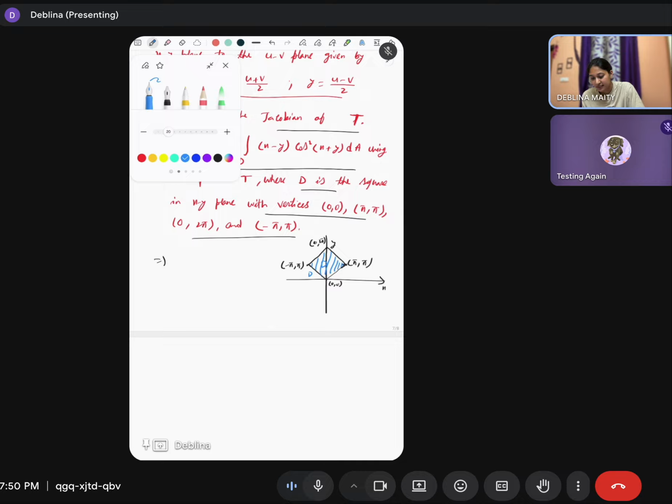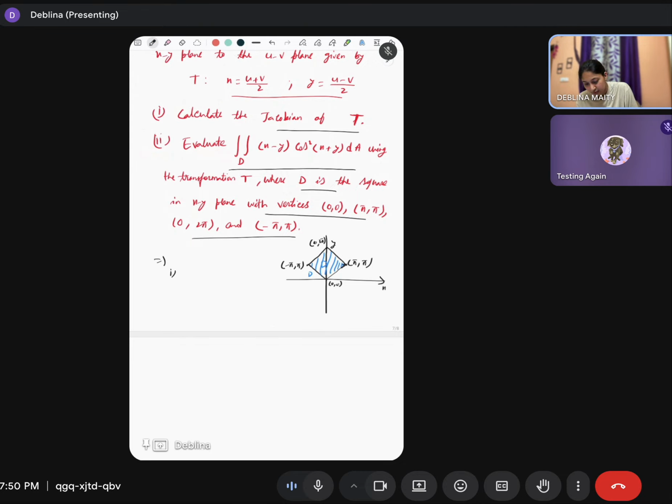Now first we have to find the Jacobian. So x is u plus v by 2 and y is u minus v by 2. So the Jacobian of uv is what? First is half, and this is also half, this half, and this is minus half, so it is going to be minus half.